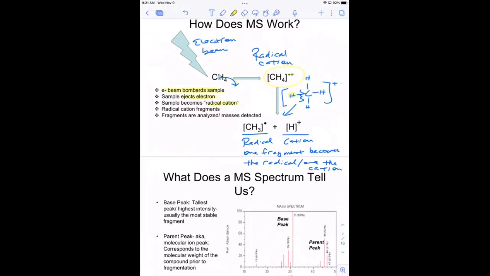But for here, once it fragments, 1 piece becomes the radical, 1 piece becomes the cation, and that's based on stability, which one is the most stable. In this case, the methyl radical would be more stable than a hydrogen radical, so that's why the radical is here.